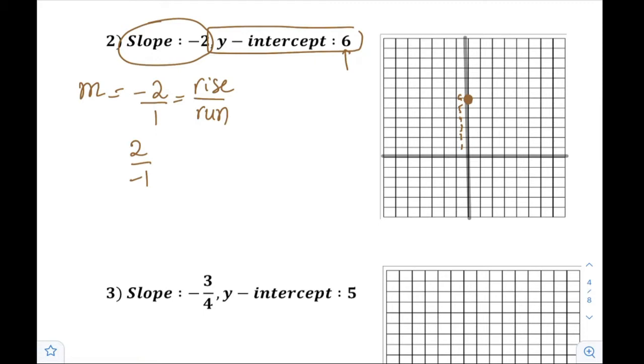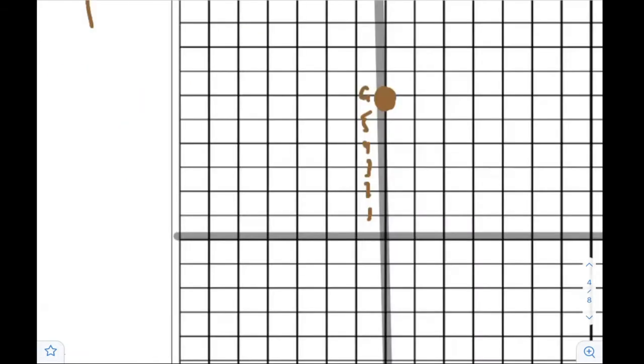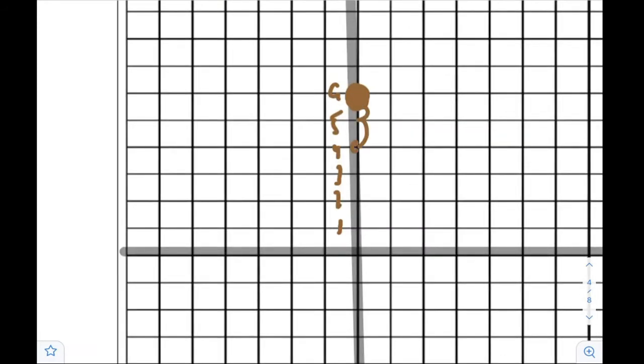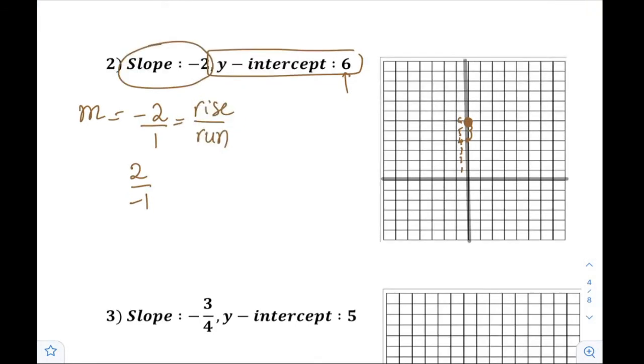Then I will move according to the rise and the run. Since the rise is -2, that means I will go down 2 units. 1, 2. So I reach to 4. I will not stop here. It's just a transit point. And then I will go 1 to the left.